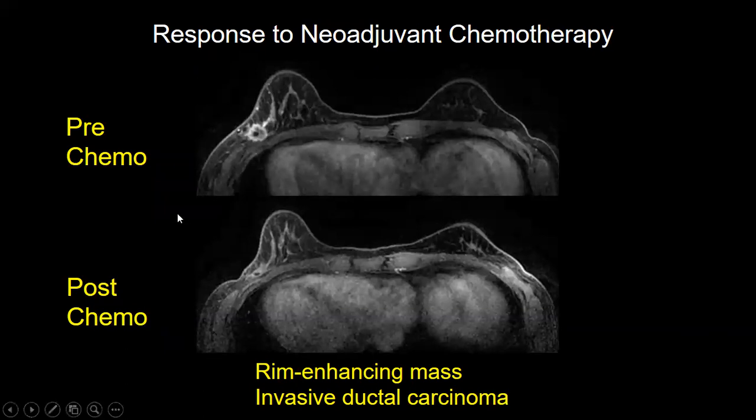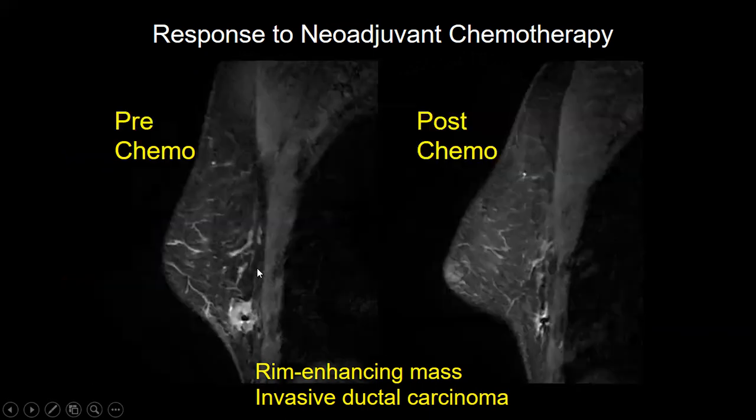Another case: these are axial MR images, before neoadjuvant therapy on top and after neoadjuvant therapy on the bottom. What I'm trying to show you here is a rim-enhancing mass that represents an invasive ductal carcinoma shown here in the posterior lateral aspect of this breast. This signal void is a biopsy clip. After neoadjuvant therapy, nearly completely resolved.